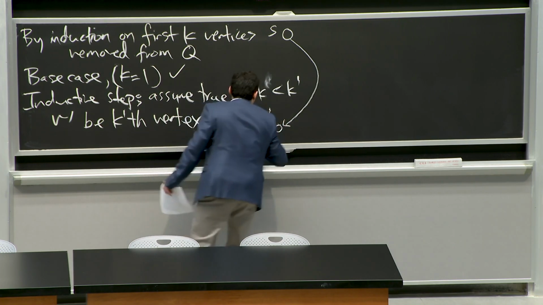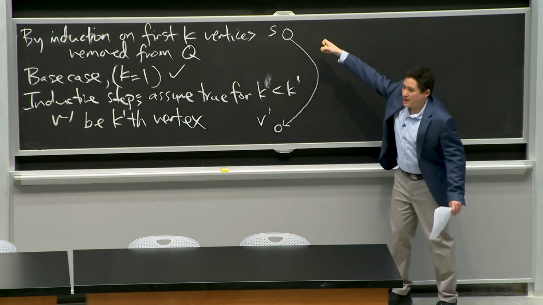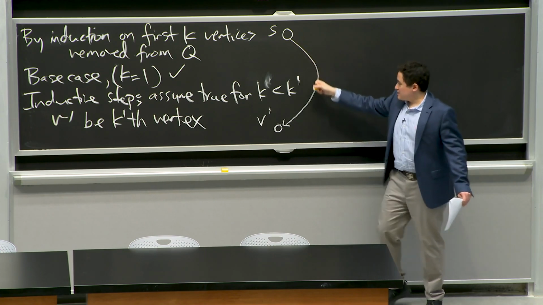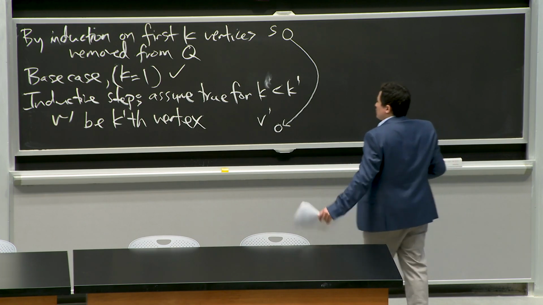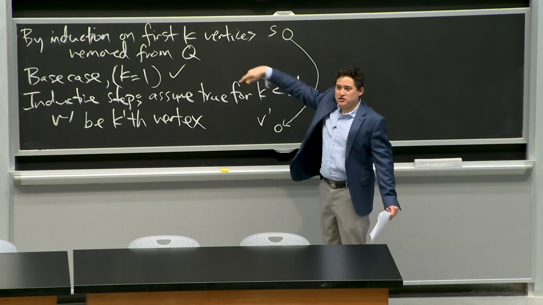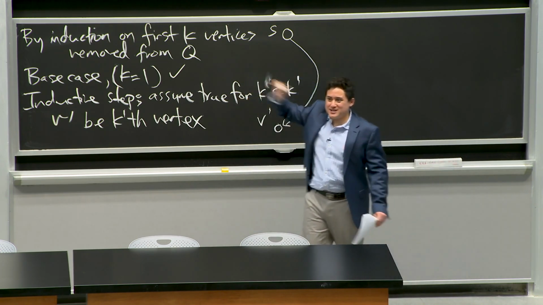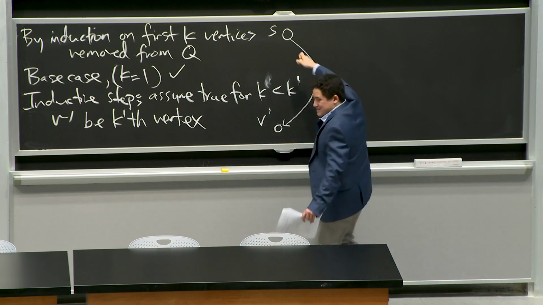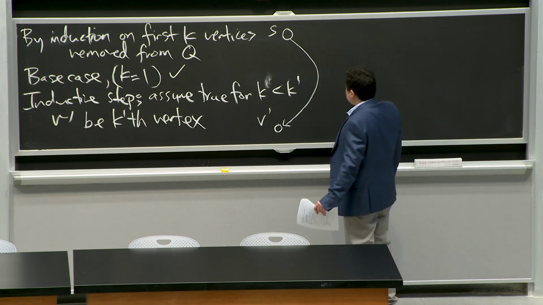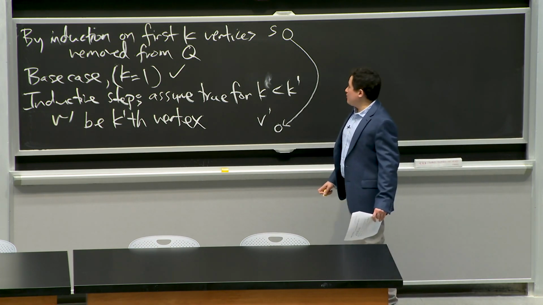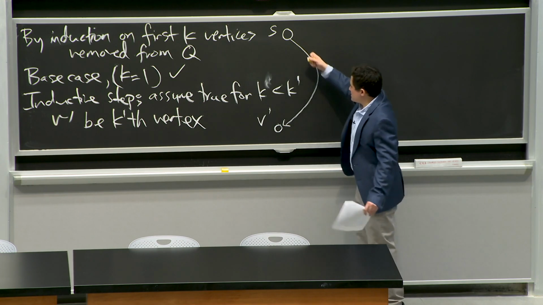to v prime. So we've got this shortest path from S to v prime. It exists. V prime is accessible. Let's say we pruned our graph to be only the things accessible from S, so that there exists a shortest path to v prime, okay? And now let's think about these vertices.